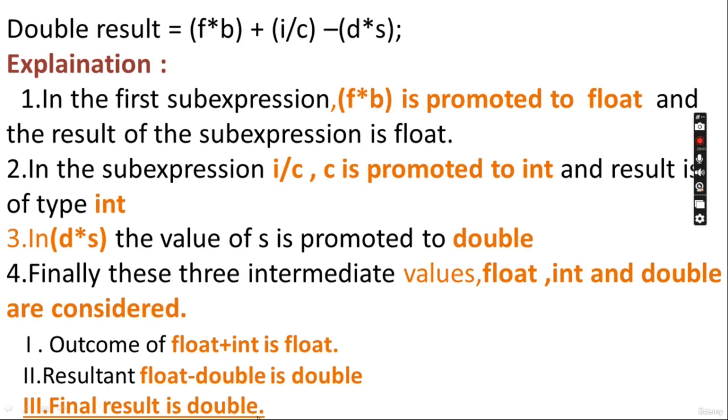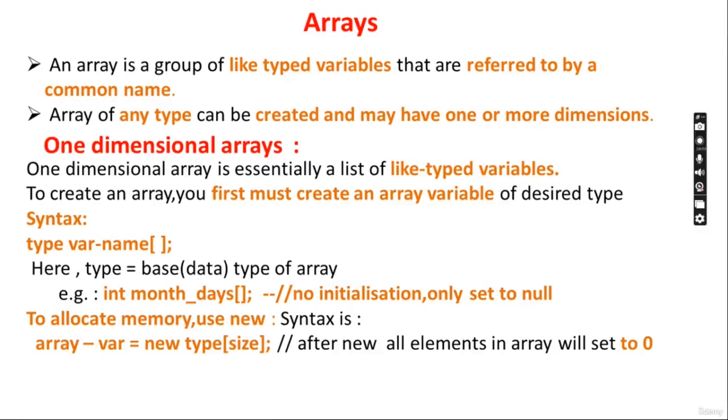So this way this expression is evaluated. Now the last part of this is arrays. An array is a group of like-type variables that are referred to by a common name. An array of any type can be created, and may have one or more dimensions. You can create an array of any type: array of object, array of class, array of interface, array of data types, and so on.